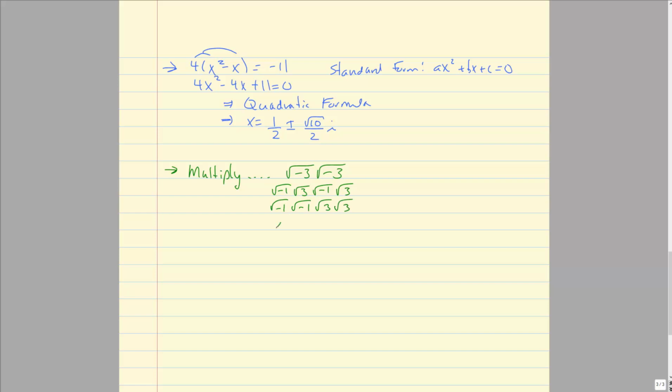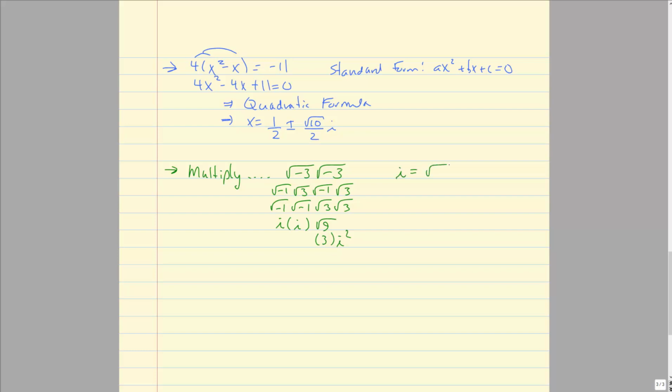This would be square root of negative 1 is i, square root of negative 1 is i, root 3 times root 3 is root 9, square root of 9 is 3, and then i times i is i squared. So this is 3i squared. Now we've only looked at i's so far. We've never talked about i squareds or i cubes or anything else. So let's go ahead and look at that right now.